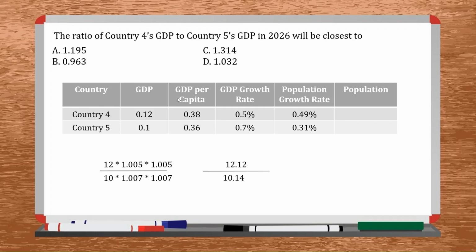And if you see this ratio, again, the denominator we have is 10.14. So around 1 is your 10%. So if the numerator is more than the denominator by 2, this is close to 20%. So my option A is the right answer, 1.195.